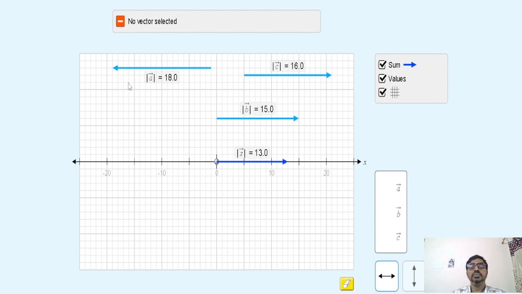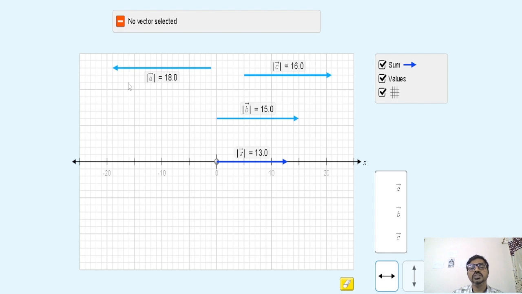But when you go to the magnitude, you see that 15 and 16 are in the same direction. They are supporting each other. 15 plus 16, 31. But 18 is opposing it. So you need to subtract that 18 to get the resultant. 31 minus 18 is 13.